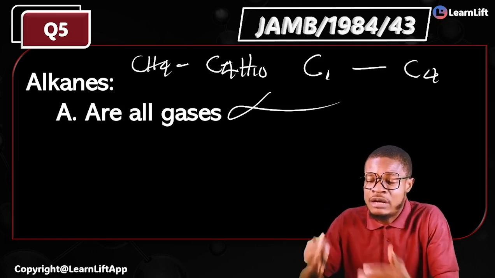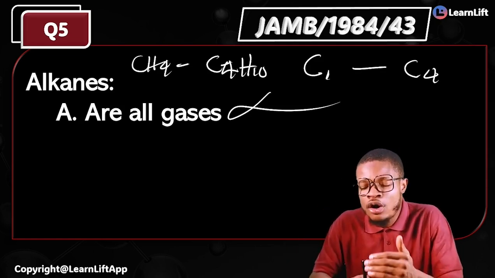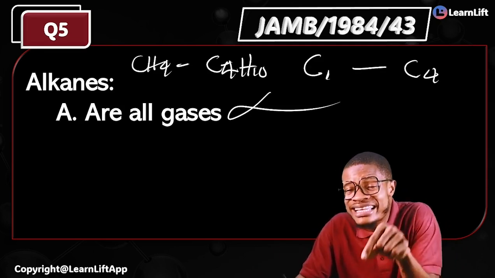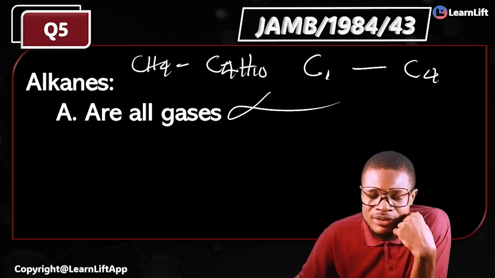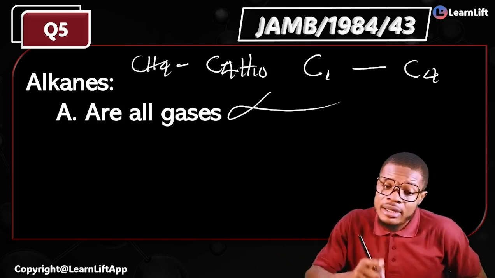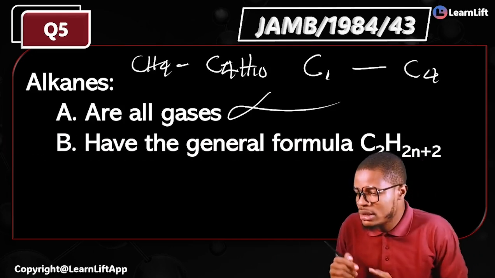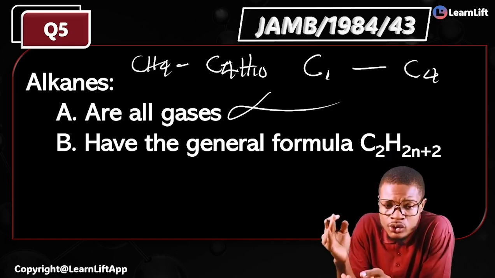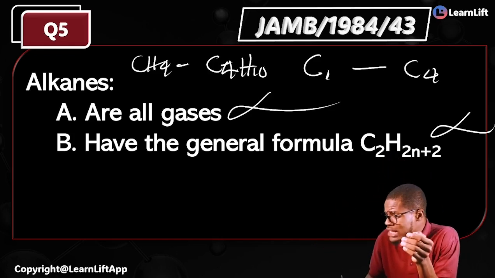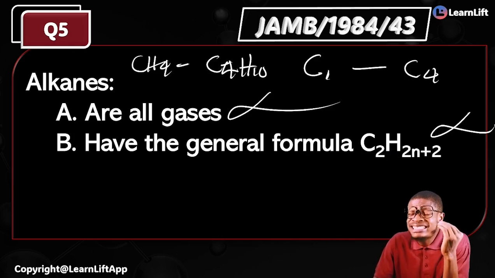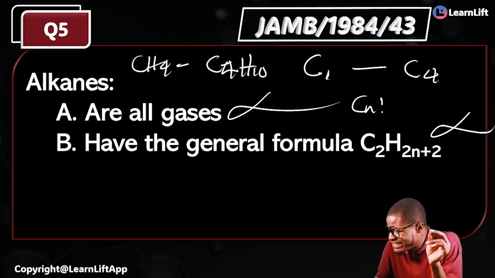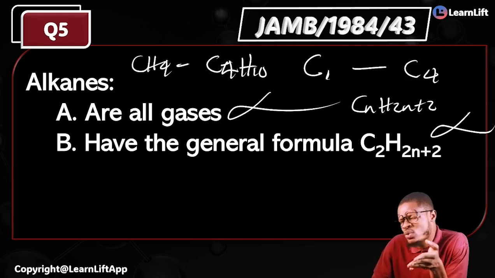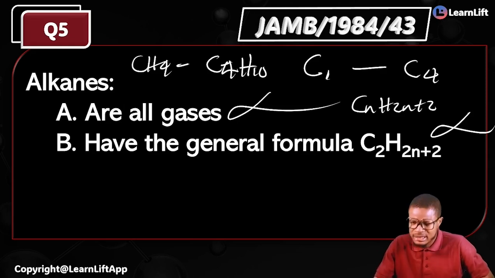From C5 down to C17, what are they? Liquid. But from your C18 to infinity, what are all of them? Solids. Thank you. Now, that means A cannot even be the answer. Option B says they have a general molecular formula of C2H2n+2. Wrong. Is it C2, or is it CnH2n+2? It is CnH2n+2, not C2H2n+2. Does it make sense? Correct now.